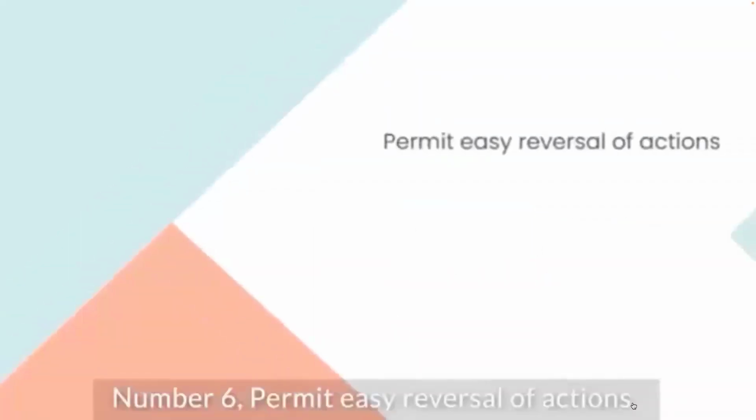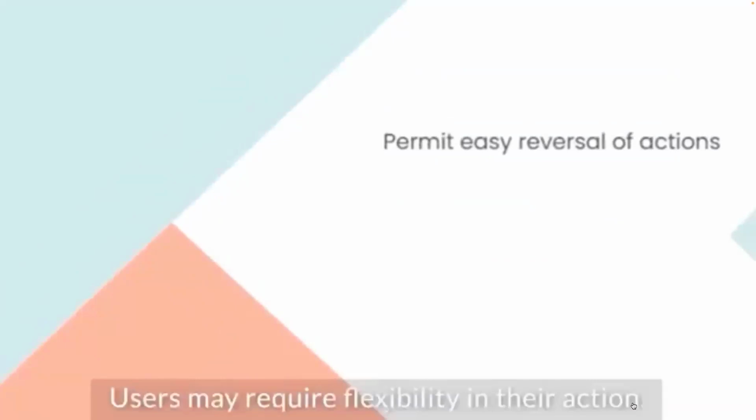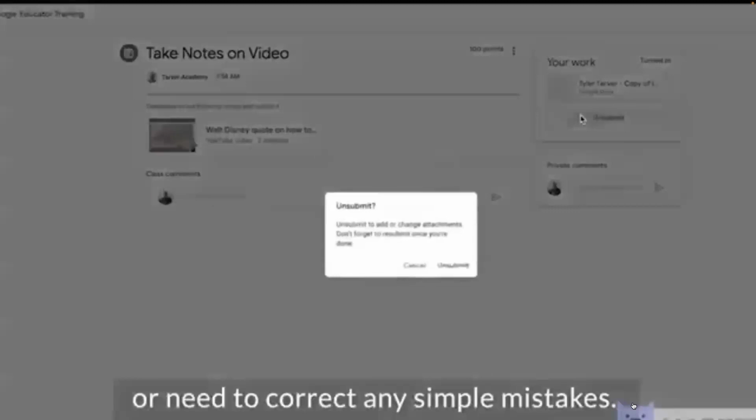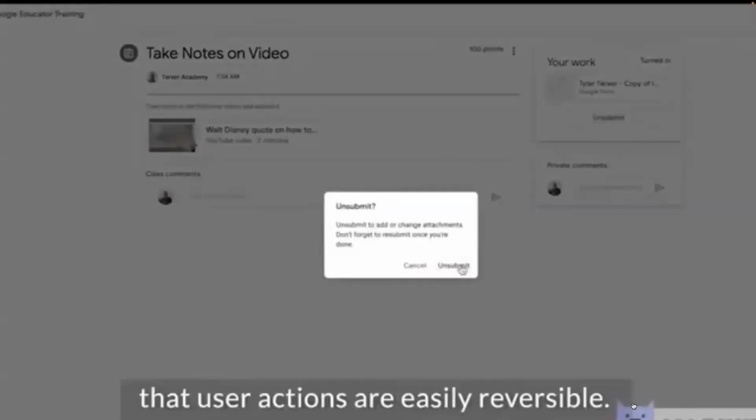Number 6. Permit easy reversal of actions. Users may require flexibility in their action or need to correct any simple mistakes. Hence, the system must ensure that user actions are easily reversible.